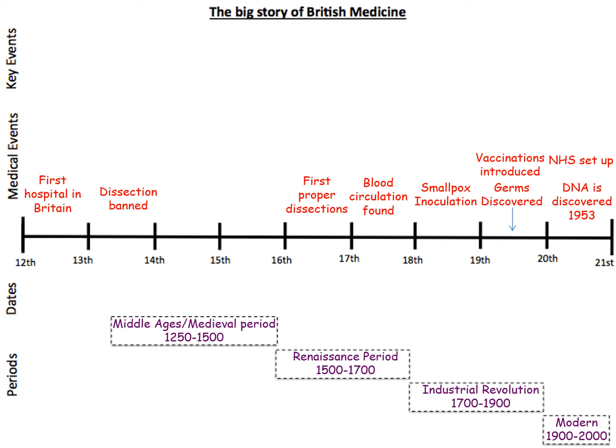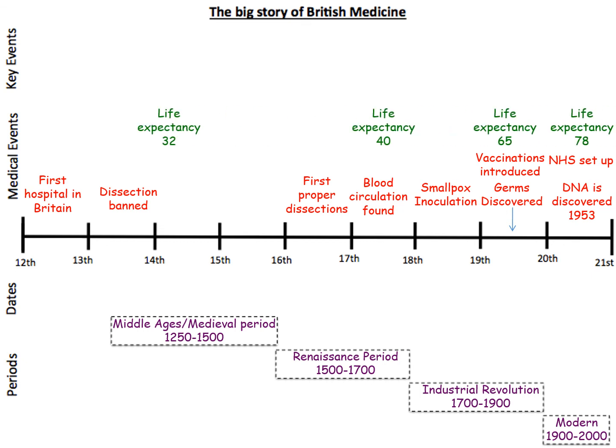But by the end of the 18th century and going into the 19th century, vaccinations are increasingly introduced to fight smallpox, and of course, more recently, other diseases such as COVID-19. Germs are discovered around the middle of the 19th century with the work of Louis Pasteur. The NHS was set up in 1948 and DNA was discovered in 1953. So that gives us a very basic and not especially precise timeline of key medical events.